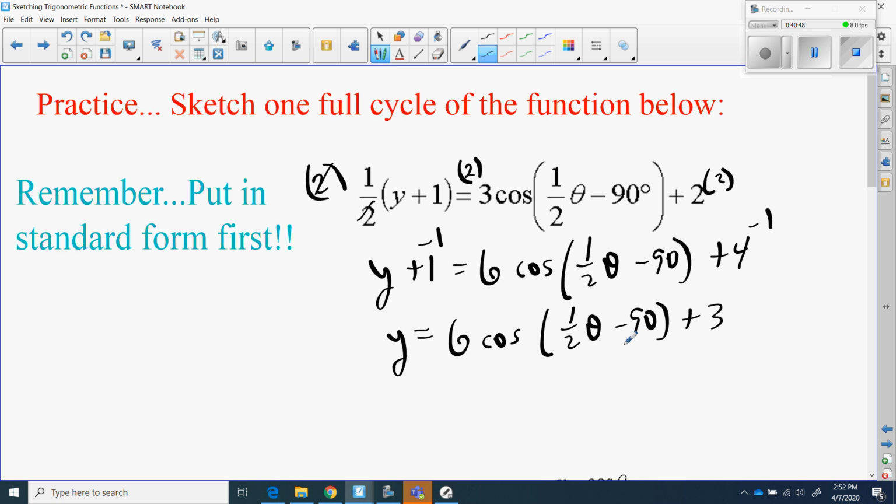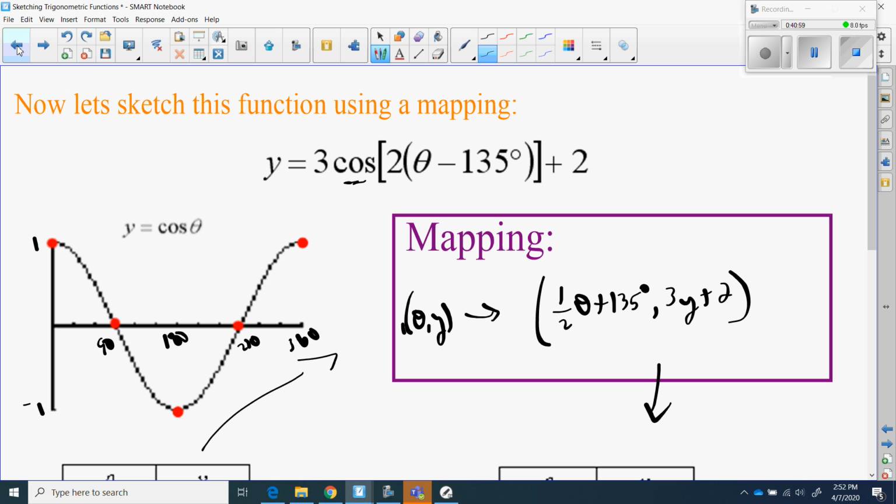But here's where students will go wrong. They'll say, so it's going to shift to the right 90, which would be incorrect. If you notice back on the last one, I'll just jump back the last slide.